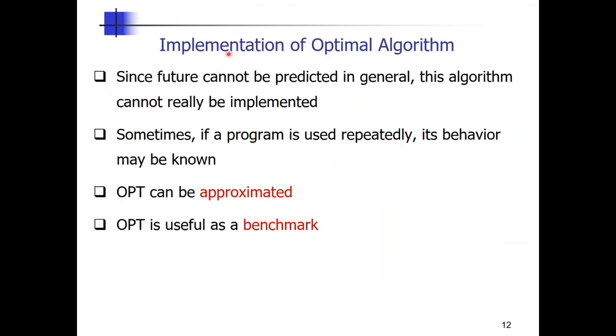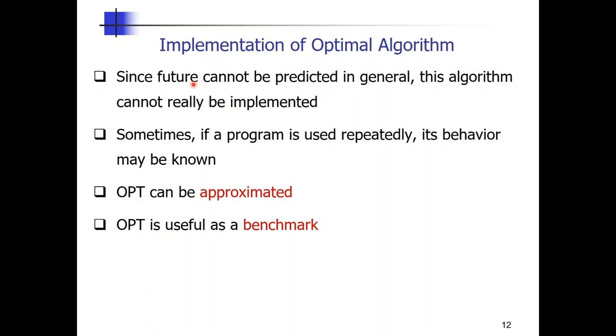So why do we need this? Well, we can use this for an approximation, right? So we can develop algorithms which sort of borrow some things that work in the optimal algorithm, and we can certainly use the optimal algorithm as a benchmark for comparison. So we get a bound as to what is the best we can do in terms of page faults for a given page reference string.